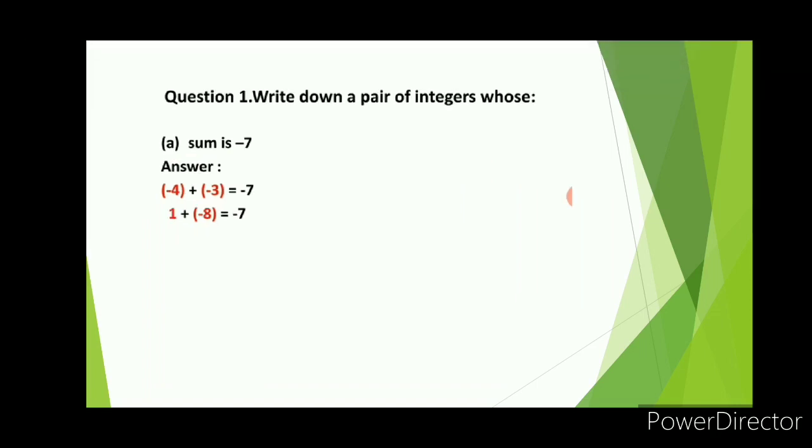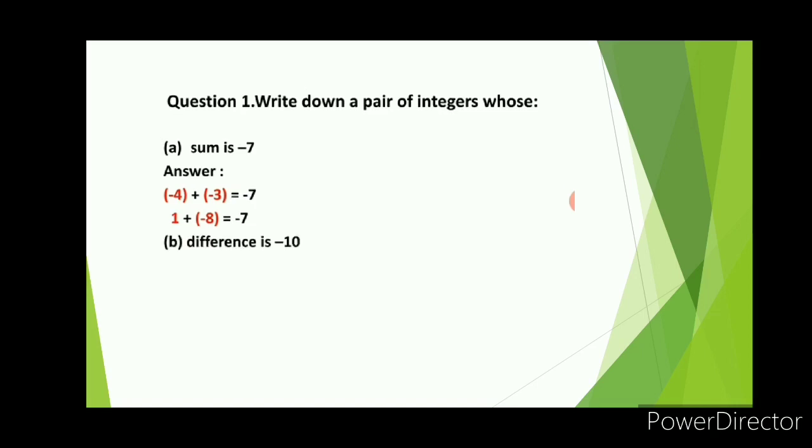Another one, 1 plus -8. So in between the numbers there is a plus sign, but 1 and -8 are opposite signs. You have to subtract. That time we will get -7 as the answer. So any type of number you can write, both negative or one positive, one negative. But if you add those two numbers, the sum should be -7. So in that you can copy any one pair.